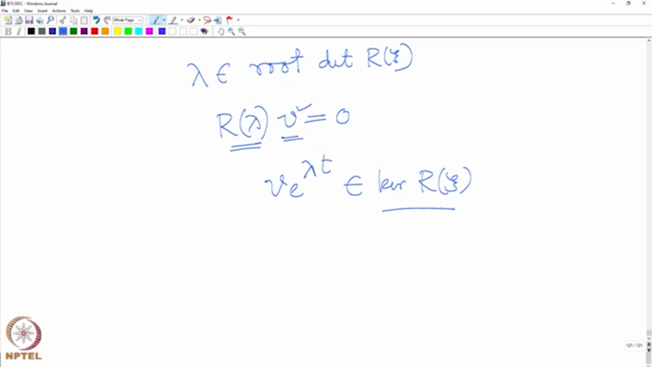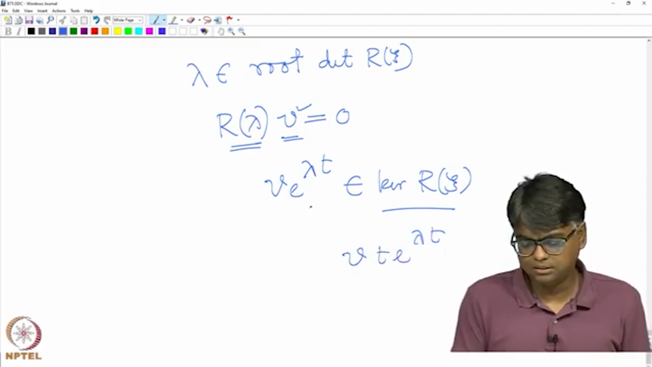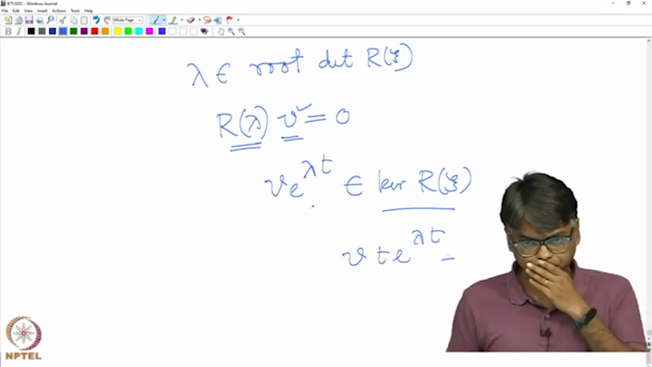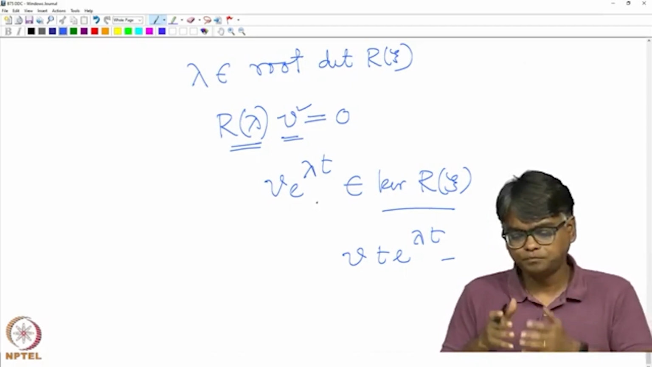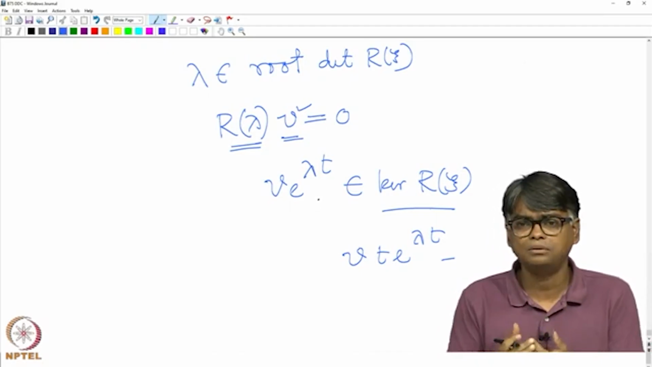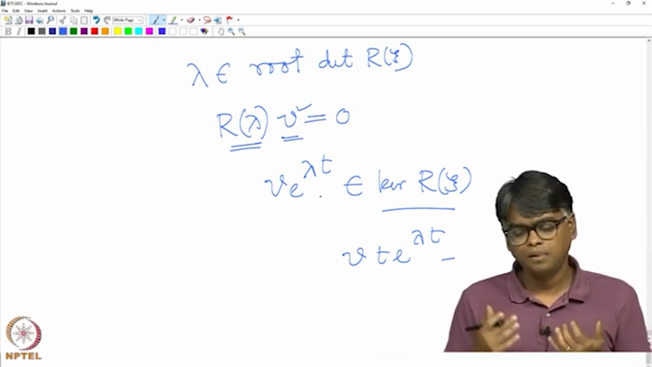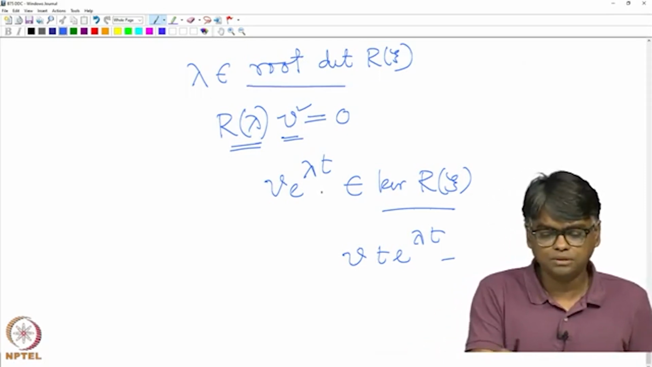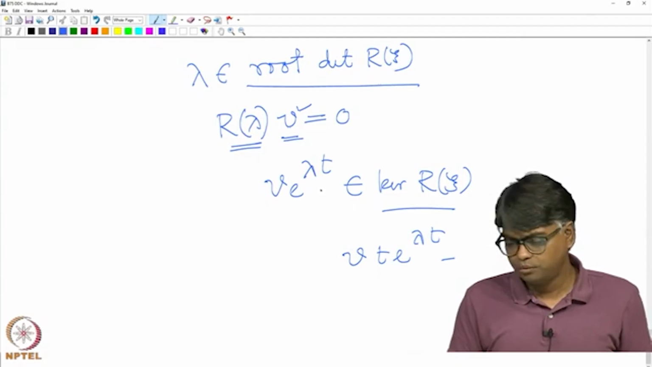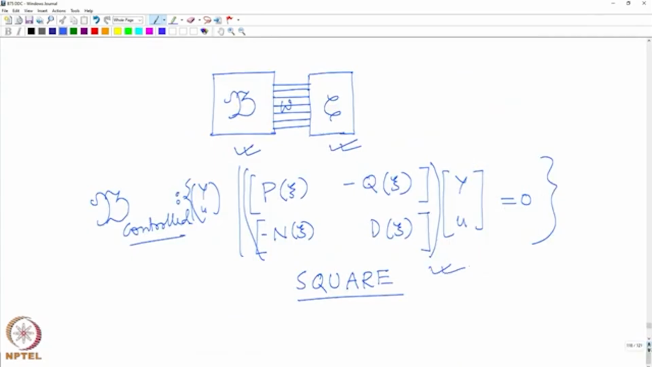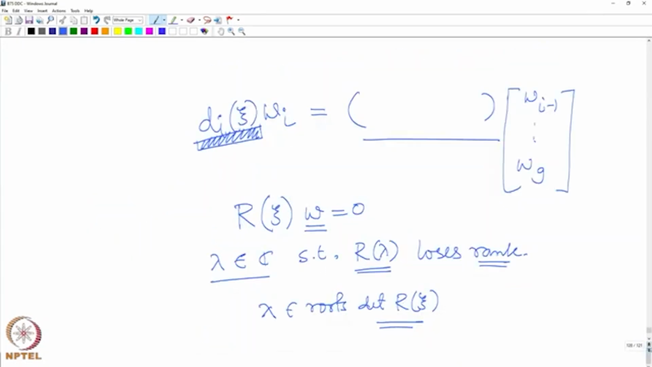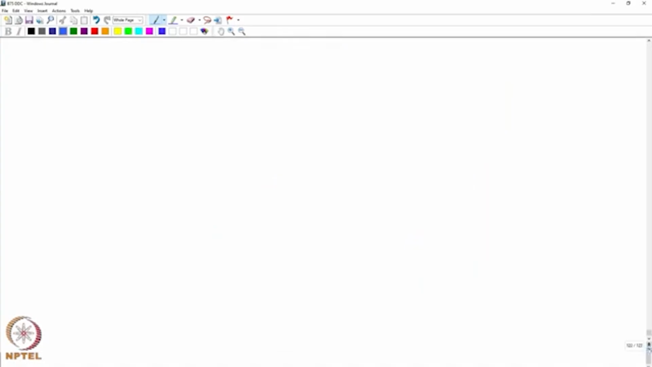Although I am skipping the nitty gritties of this, because there could be multiplicities and there could be solutions like v t e to the power lambda t and so on, we are not interested in that here, because as far as the way the solutions are going to die down, that trend is governed by the roots of this determinant. So pole placement here would mean to place the roots of the determinant of this. So the question is, can we place these roots arbitrarily? Can we?